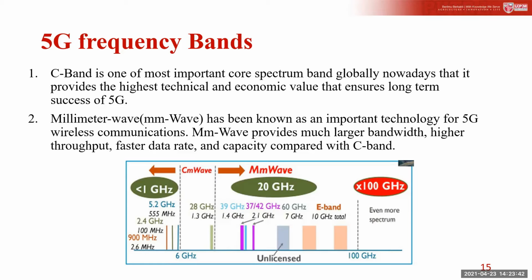Millimeter wave bands frequency will start from 30 gigahertz to 300 gigahertz, but from 10 to 30 as well, it can be considered as a millimeter wave because they are sharing the same propagation characteristics.